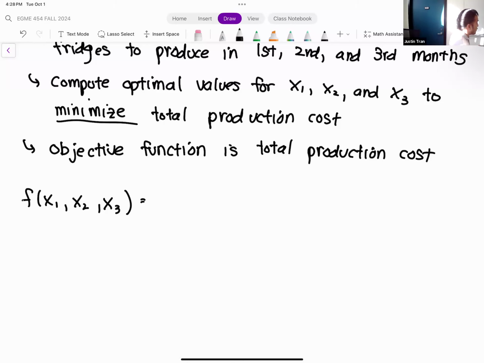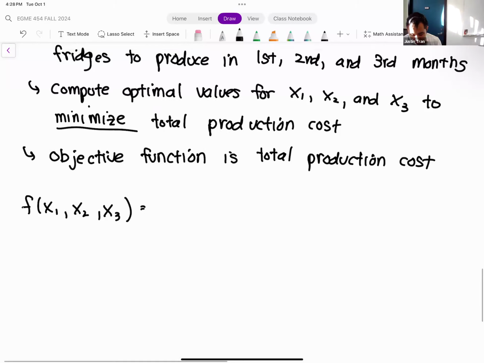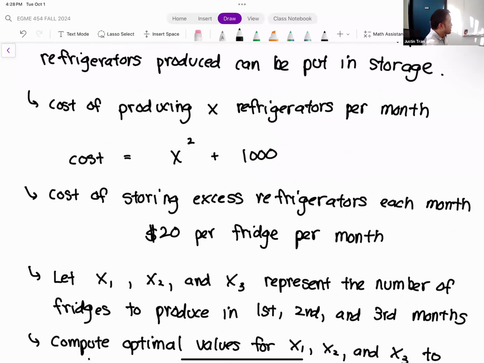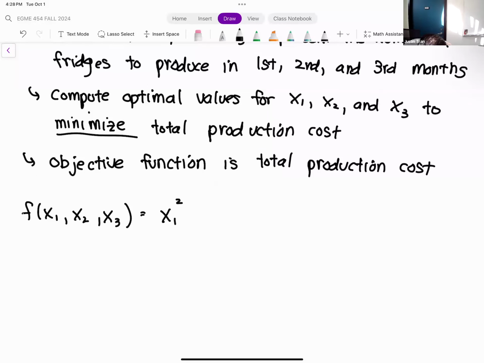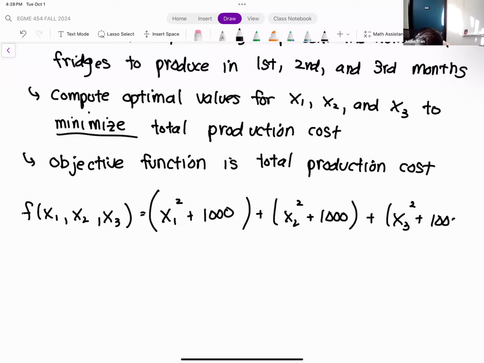So let's account for the manufacturing costs first, right? If we scroll back up, you can see that the manufacturing cost is x squared plus 1,000, where x represents the amount of refrigerators produced in that month. We have three months to consider here, so we're going to repeat that equation 3 times. One for x1, one for x2, and another for x3. So x1 squared plus 1,000, plus x2 squared plus 1,000, plus x3 squared plus 1,000.